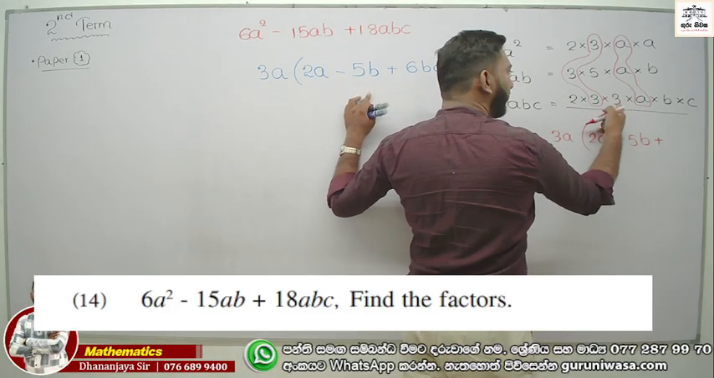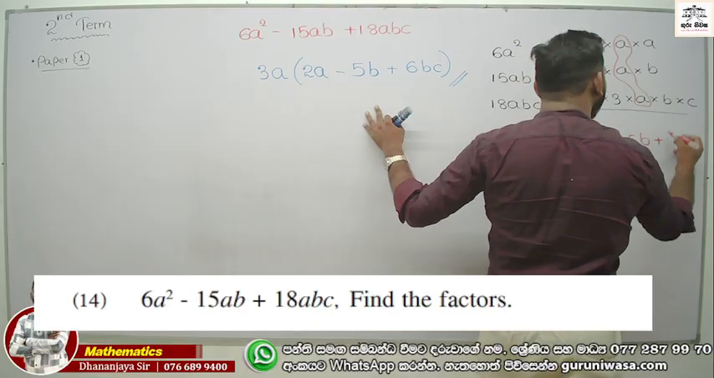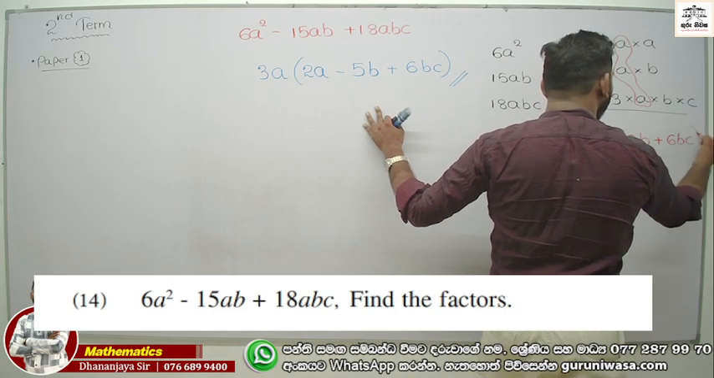Now 2 times 3, 6. 6 times BC, 6BC. Now this is the answer.